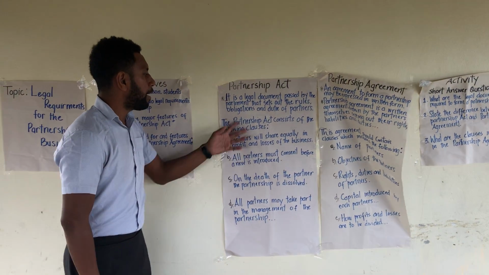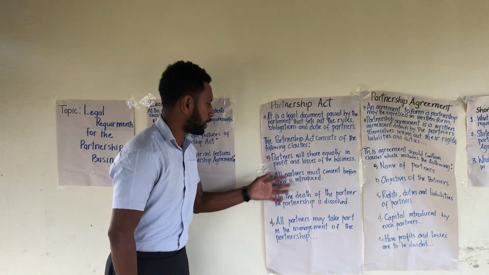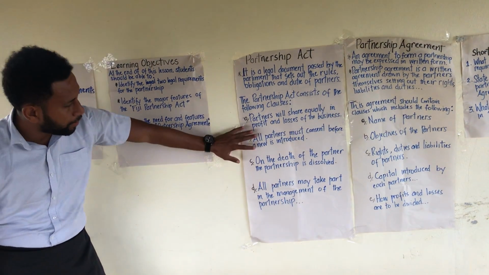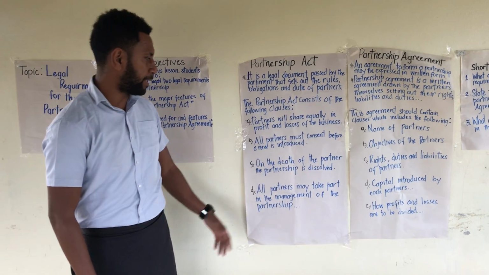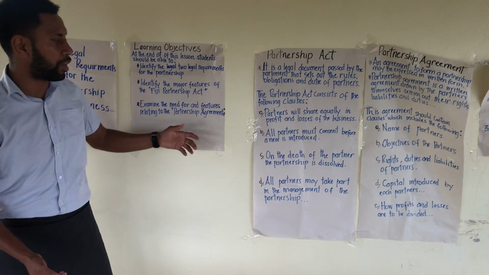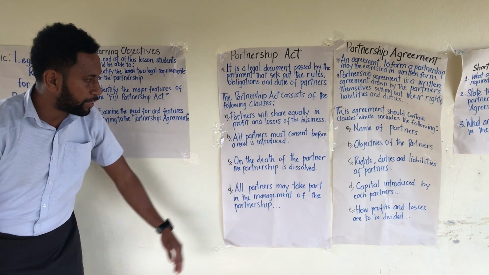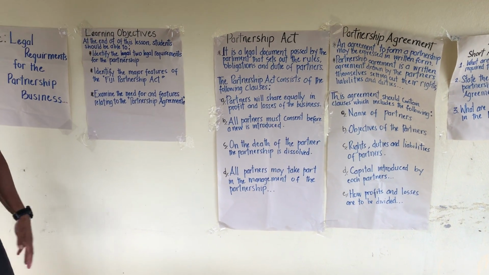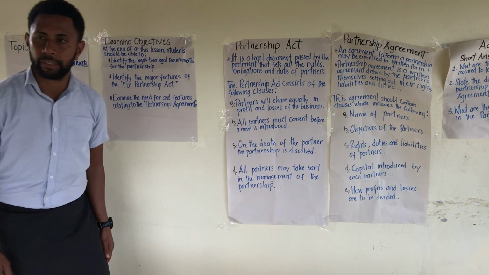So the next one is that the Partnership Act consists of the following clauses. These are the clauses that will be included in the Partnership Act. The first one is that partners will share equally in the profits and losses of the business. The second one is that all the partners must consent before a new partner is introduced. The next one is that on the death of a partner, the partnership is dissolved. And the last one is that all the partners may take part in the management of the partnership.